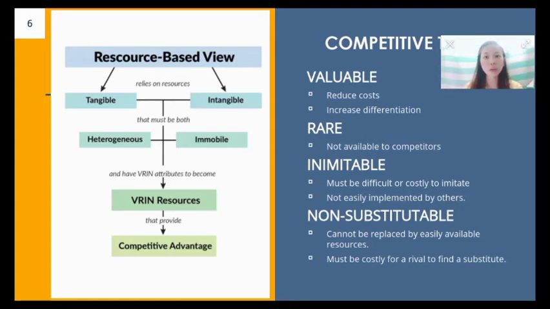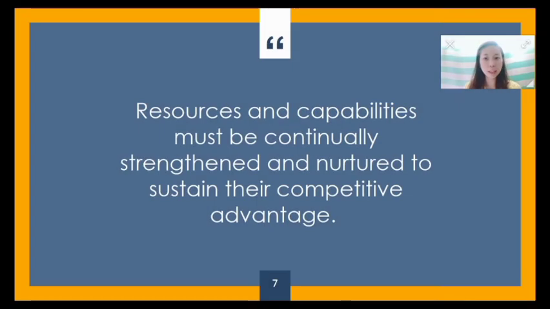Resources also need to be non-substitutable, that means they cannot be replaced by other readily available resources, or at a minimum, they must be costly for rivals to find the substitutable resource. The reason that resources need to be valuable, rare, inimitable, and non-substitutable is so that they could be used towards competitive advantage. Resources and capabilities must be continually strengthened and nurtured to sustain their competitive advantage.